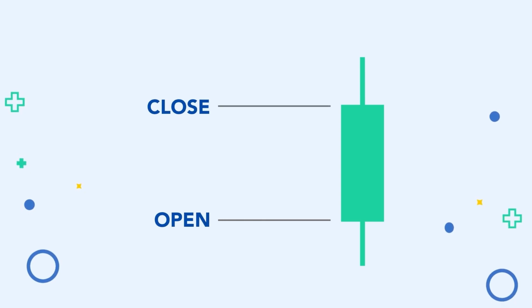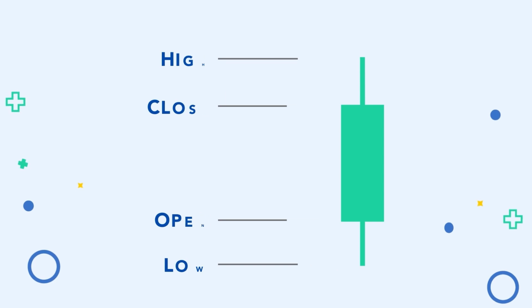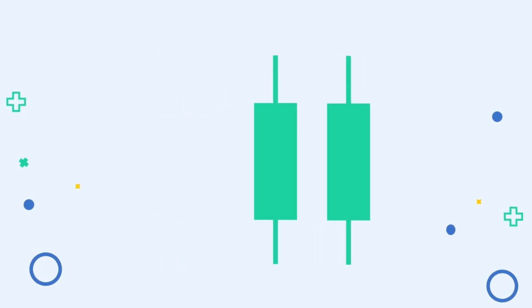The body of the candle represents the opening and closing prices of the asset during that time period. The shadows or wicks at the top and bottom of the candle represent the highest and lowest prices reached during that time period. In most cases, if the candle is green, it means the closing price was higher than the opening price. If the candle is red, it means the closing price was lower than the opening price. However, candlesticks can be any color, depending on the preference of the trader.